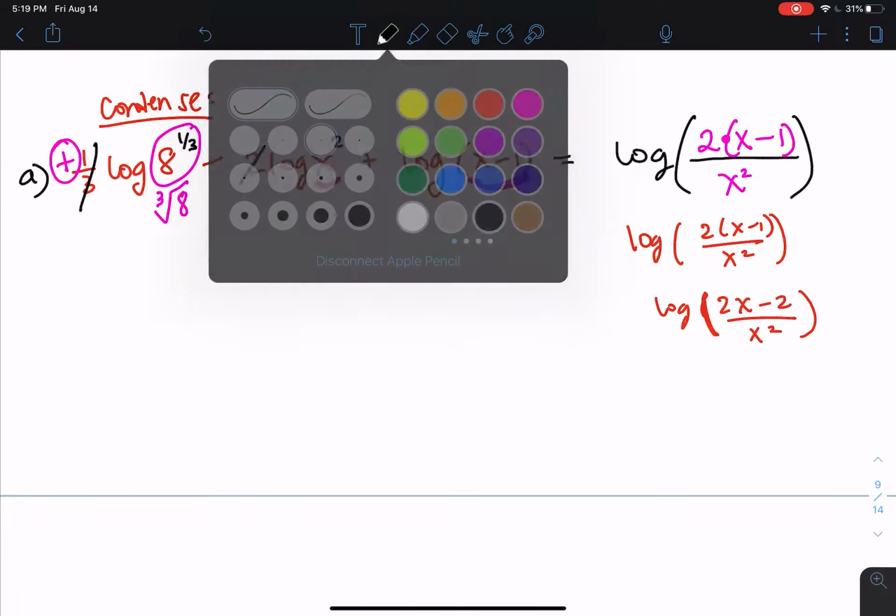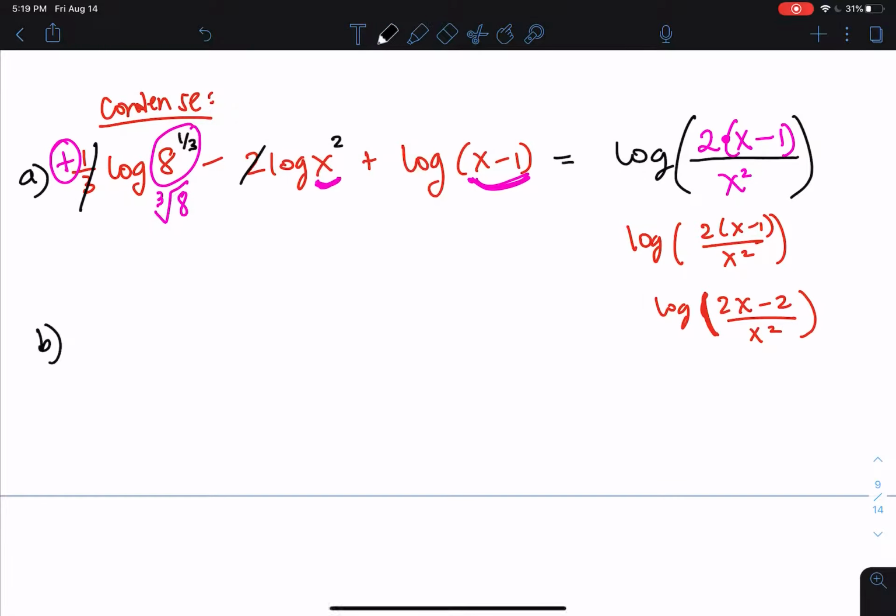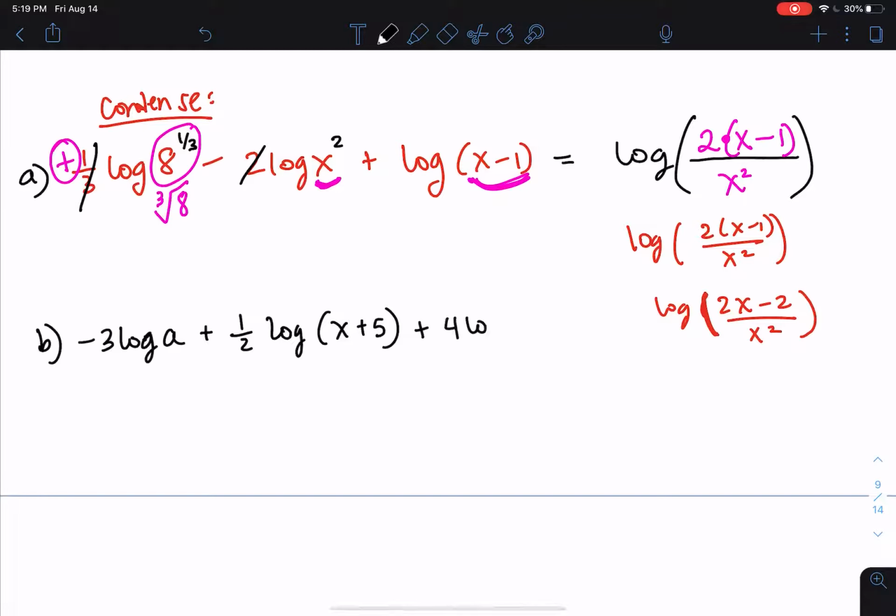Let's do one more example. This time you try figuring it out yourself. Let's try negative 3 log a plus a half log of x plus 5 plus 4 log y. Okay, try it yourself. Pause the video.